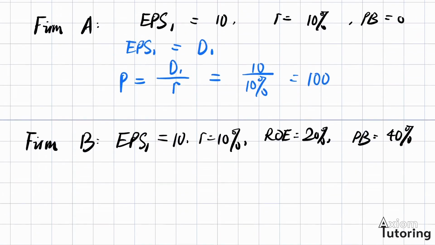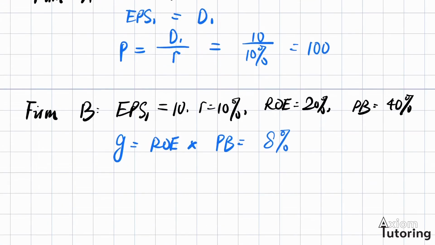In the next example, let's say there is a bit of growth. It's the identical firm with the same earnings ability, so the EPS 1 is going to be 10 as well. The discount rate is 10%, but it has a bit of growth. To calculate the growth, we will need the ROE and the plowback ratio. In this case, the ROE is 20% and the plowback is 40%. From the previous video, we should know the growth rate of this firm is going to be ROE multiplied by the plowback ratio, which is 8%. So the size of the firm is growing at 8%, as well as the dividend.